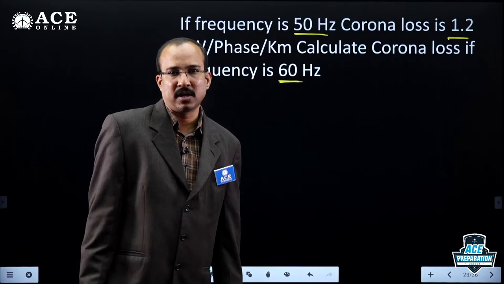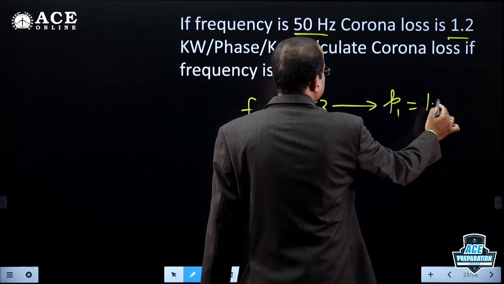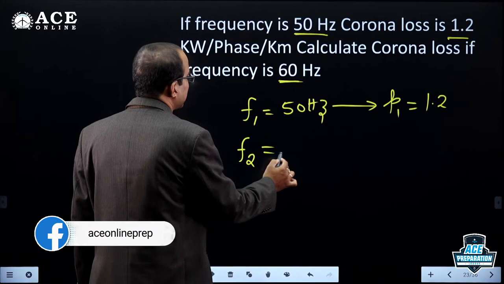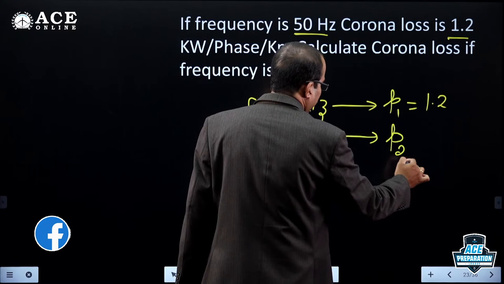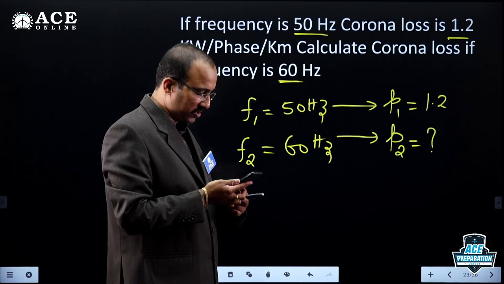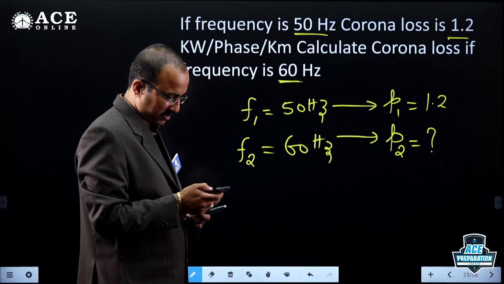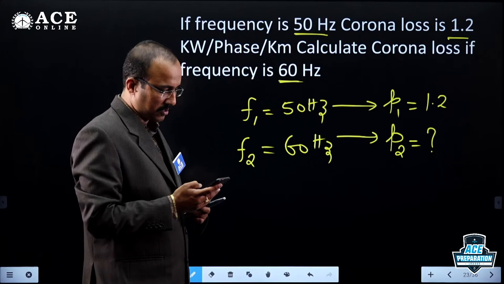How do you calculate? Let F1 be 50 hertz, then the corona loss is P1, that is 1.2. Now, F2 is 60 hertz. The frequency is increased. Then what about the corona loss? So, how do you calculate? Try to calculate this one. Just try to get the solution for this, and post the answers.